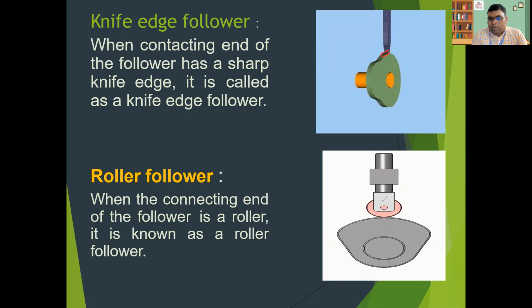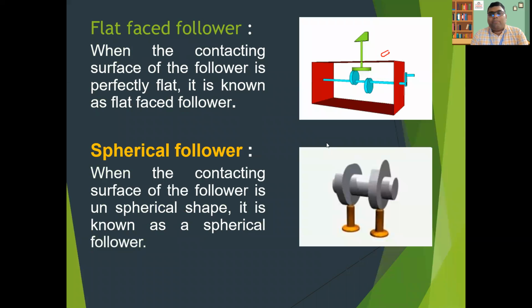Now the roller follower. You can see this follower at the end which is in contact with the cam. It is in the shape of a roller, so it is called a roller follower. When the contacting end of the follower is a roller, it is known as a roller follower. Next is the flat face follower. As the name implies, you can see a flat surface which is in contact with the cam. We can define it as when the contacting surface of the follower is perfectly flat, it is known as a flat face follower.